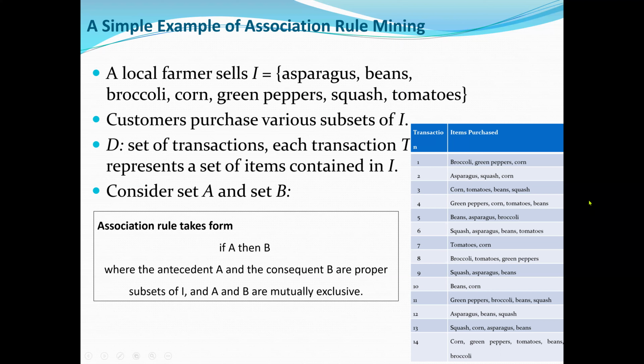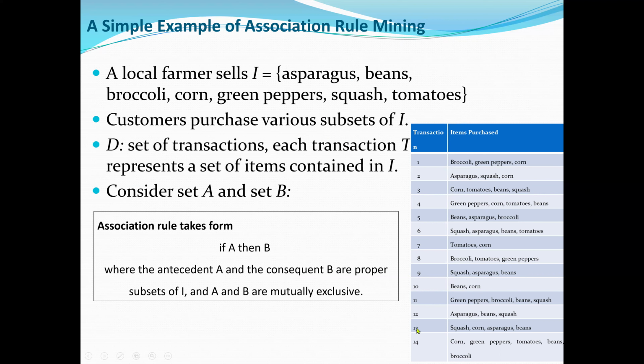And this is represented in our table here. So here we have 14 transactions. For example, in the first transaction, the customer buys broccoli, green peppers, and corn. But the third customer buys corn, tomatoes, beans, and squash. Then we have a customer that buys only 2 items, let's say customer number 10 buys beans and corn. So again, 14 transactions.